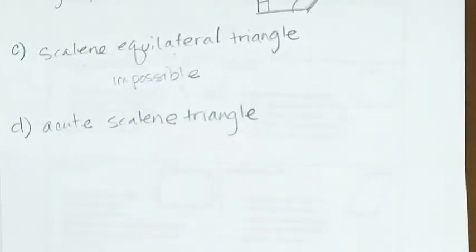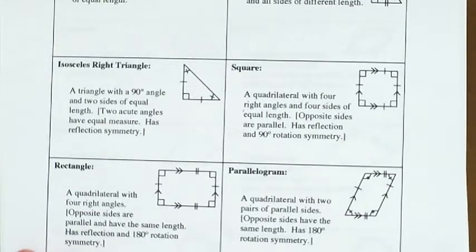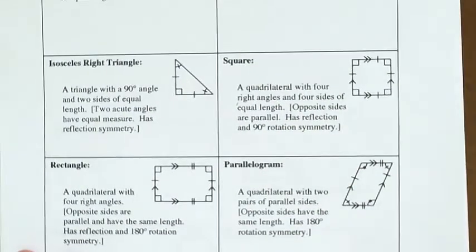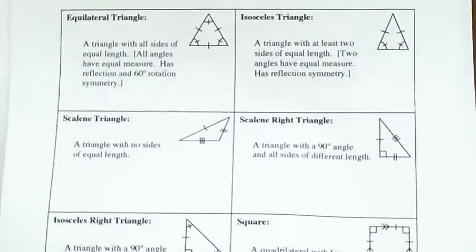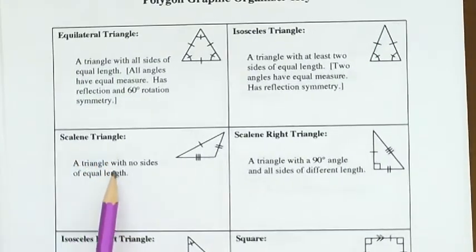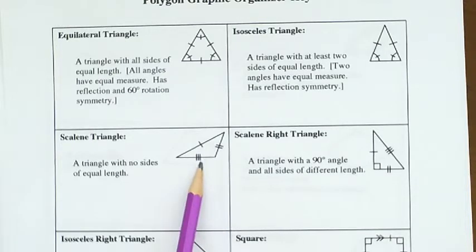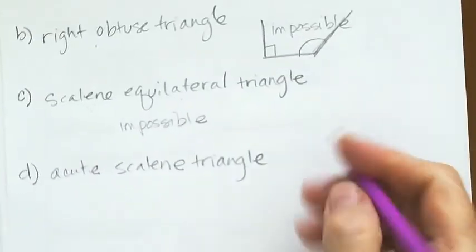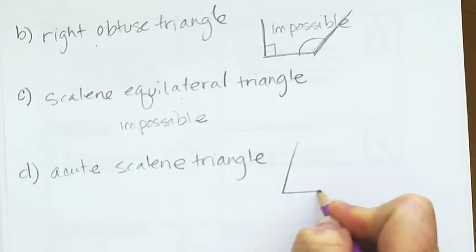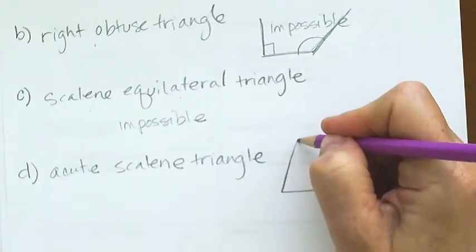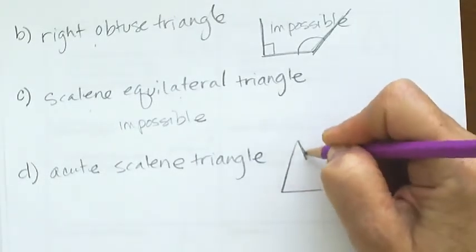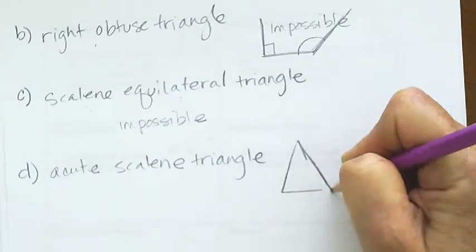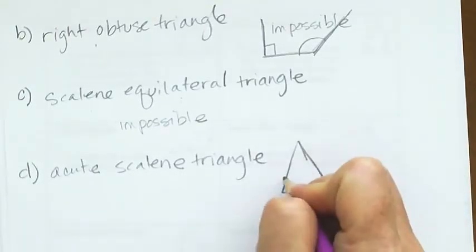Acute scalene triangle, I believe that is on our graphic organizer. Oh, it's not acute, we just have scalene. Okay, so scalene triangle, no sides equal length. We just need to make this so that all the angles are smaller than 90 degrees. So it's kind of hard to do without making it look isosceles, so let's do this.